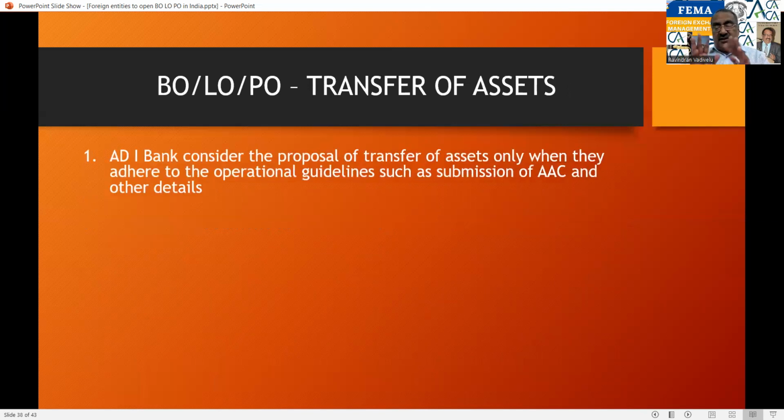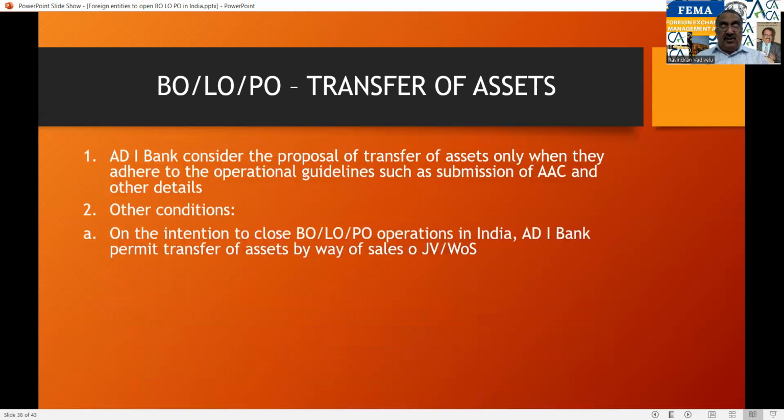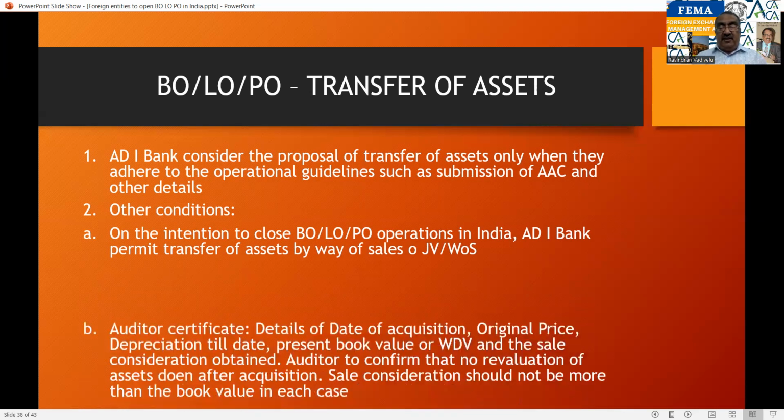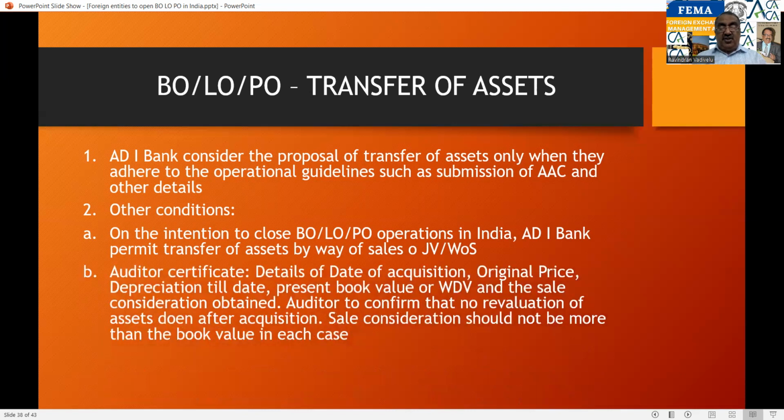Now they transfer also. Winding up is over, and now they want to transfer from one entity to another entity. Yes, it is also permitted. And what are the conditions? Intention to close branch office, liaison office, project office in India, the authority may permit the transfer of assets by way of sales to a joint venture. They want to close, now they can transfer. And for that, the authorized dealer has to give permission.